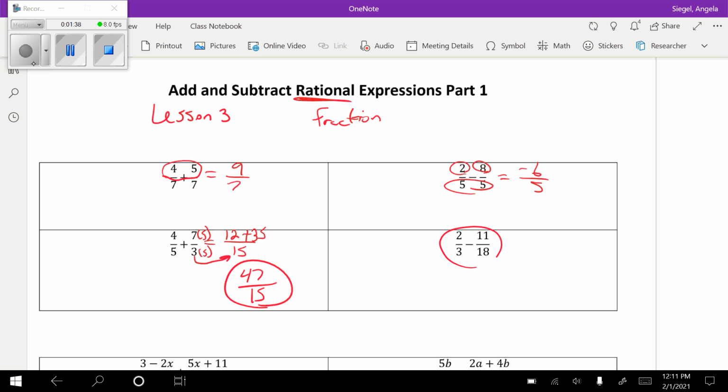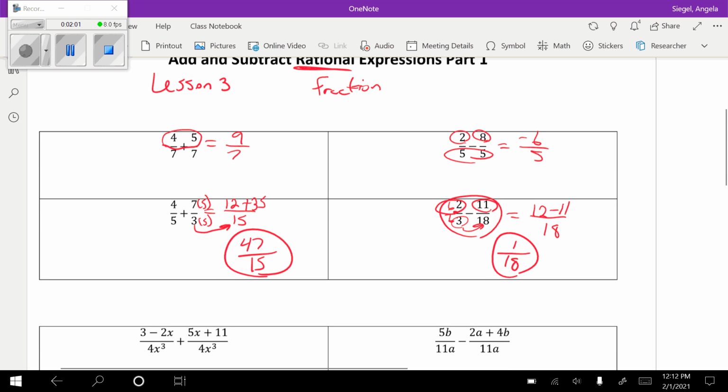Same thing over here. So 18 is going to be our least common denominator because 3 goes into 18, and it goes into 18 6 times. So I'm going to have 12 right here minus, and I didn't do anything to that second fraction, so I'm just going to keep that 11. So my final answer is 1 over 18.